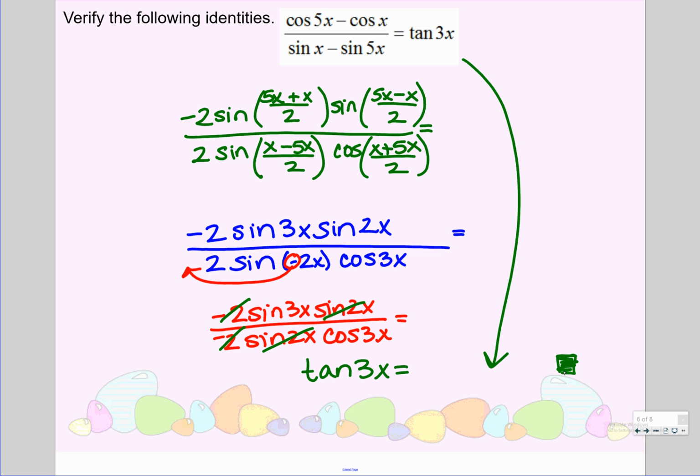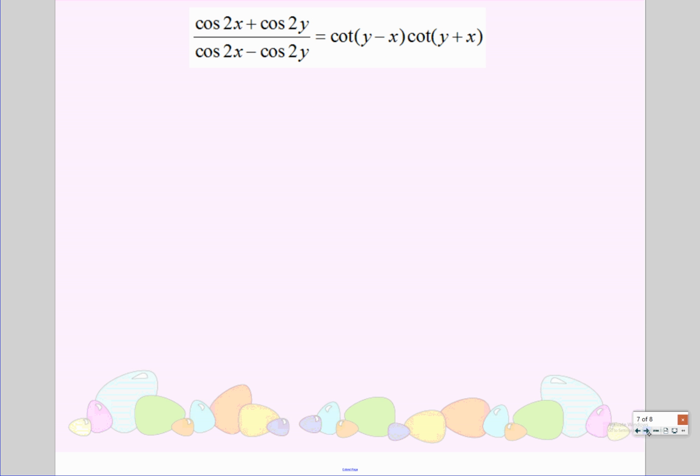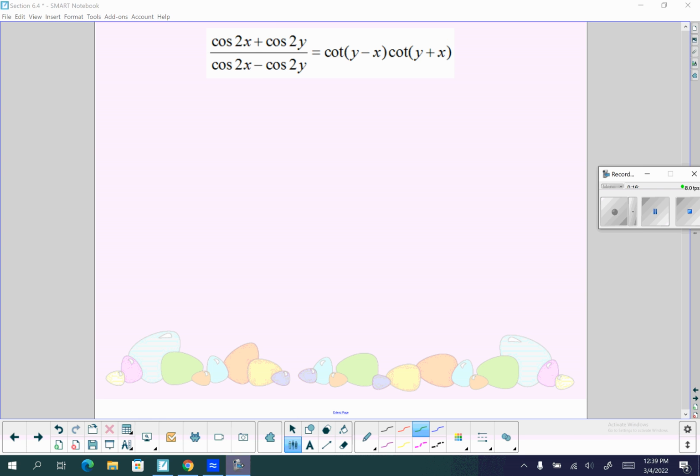All right, the last one is going to be for you guys to try, and then this is it for the day. I want you to start this one the same way as the last one, okay? So I want you to turn the top into a product and the bottom into a product and see what you can simplify in that fraction. I'll give you a couple minutes. I'll pass out your packets maybe while we're doing that.